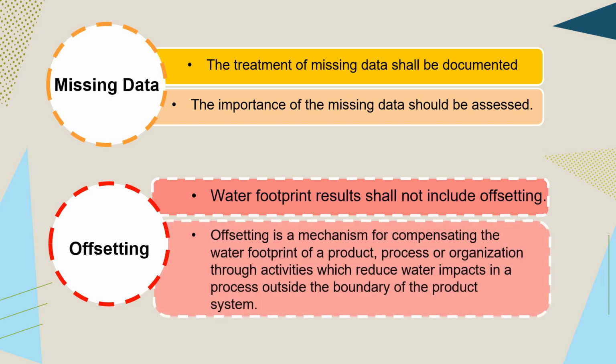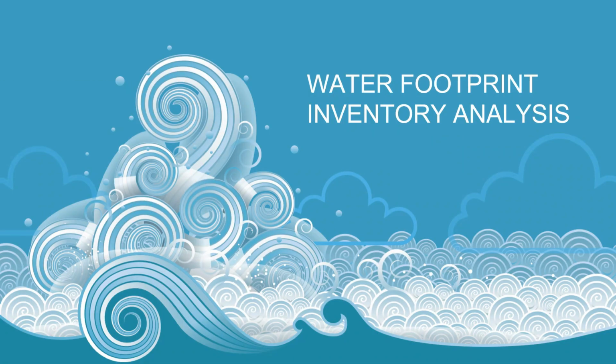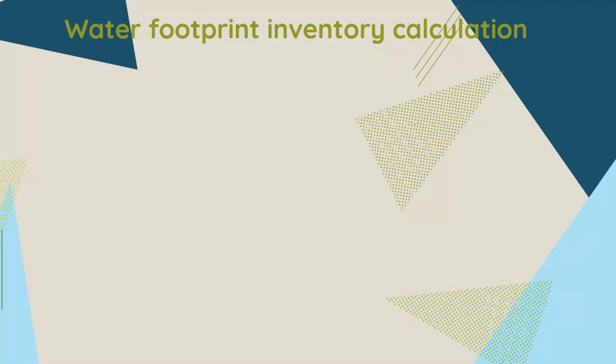Offsetting is a mechanism for compensating the water footprint of a product, process, or organization through activities which reduce water impact in a process outside the boundary of the product system. So now, let's move to water footprint inventory analysis.